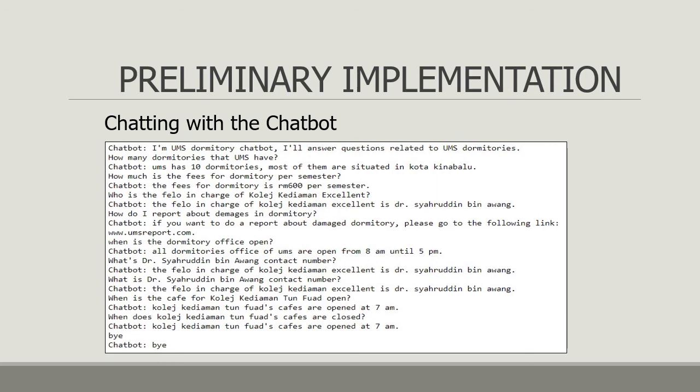For preliminary implementation, this is the result of me chatting with the chatbot that I built. This chatbot implements natural language processing techniques such as tokenization and lemmatization. However, I'm still facing difficulties in building the deep learning model for this chatbot. This causes the chatbot to sometimes return the wrong answers. So, I'm planning to build the deep learning model as fast as I can so that I can proceed with the full development of this system.